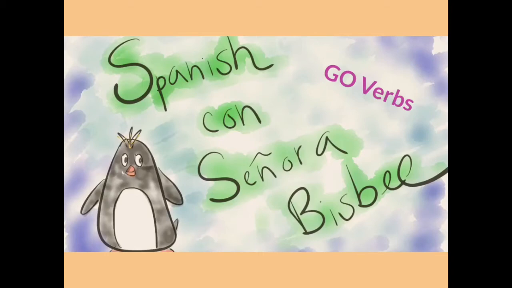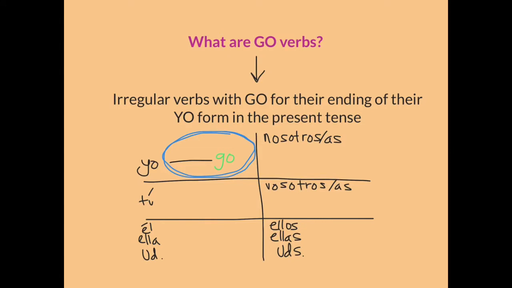Let's take a look. First off, what is a go verb? Well, they're irregular verbs with go for their ending. That's where the nickname comes from, go verbs. But only in the yo form in the present tense specifically. So normally in the yo form you just end with an O, right?